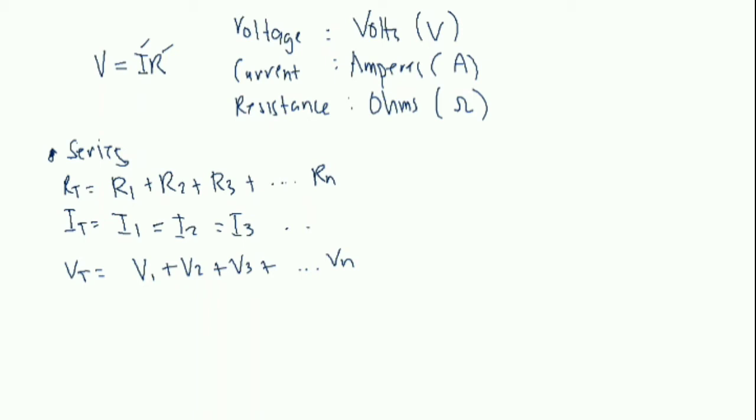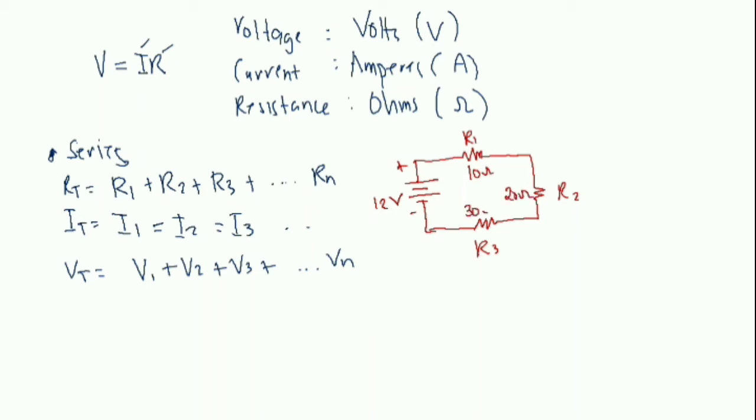We have a sample circuit here. We have three resistors connected in this loop, and the source is 12 volts, with a positive and a negative. The longer line is where the positive is designated, and the shorter line is the negative one. We have here R1, R2, and R3. Let's say this is 10 ohms, this is 20 ohms, and this is 30 ohms.